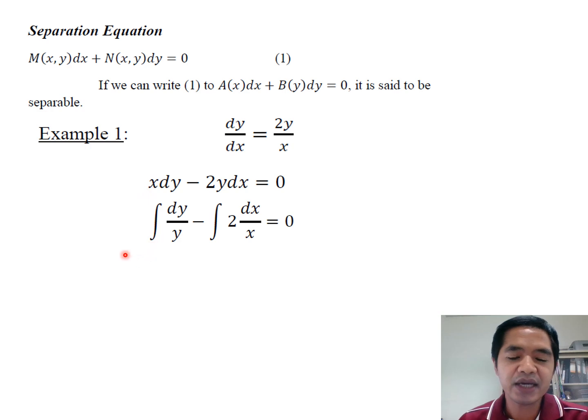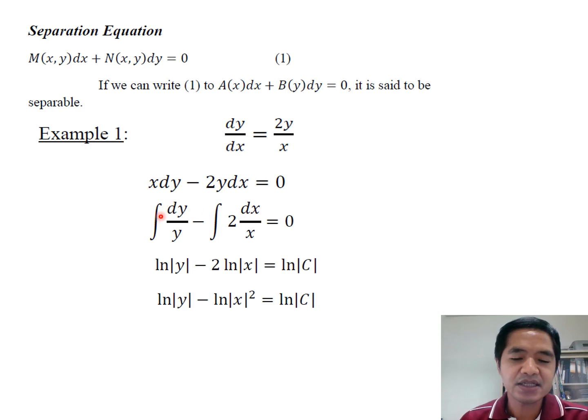So now you can use simple integration to solve this problem. Integration of dy over y, we get ln y, and minus 2 here, so take it down. Integration of dx over x, we get ln x. And integration of 0, we get ln c. Okay, don't forget this. So this is the final solution.